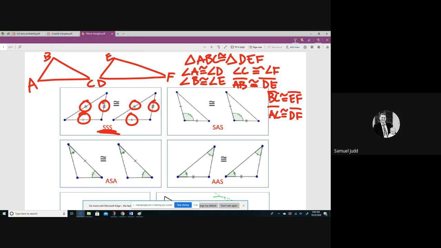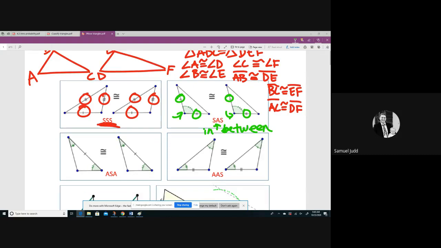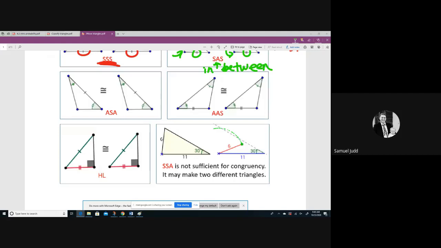But what if you can't prove all the sides are congruent? Well, if you can prove two of the sides are congruent, and the angle in between them, the angle has to be in between them, then that is another valid reason for proof. That's called SAS.